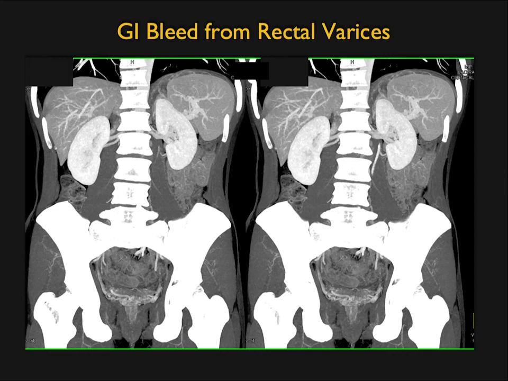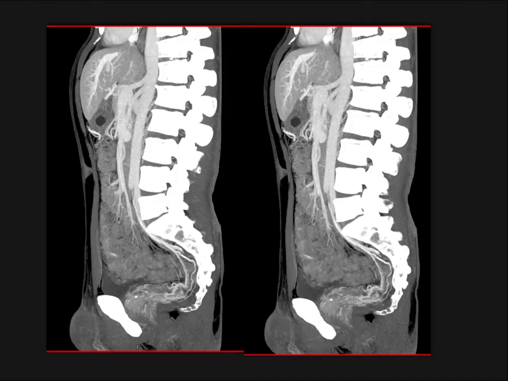Sometimes it's hard to say GI bleeding versus hemorrhoids. Hemorrhoids can be symmetric. GI bleeding changes appearance over the phases, but you can see very nicely the prominent vessels and the very impressive blush.